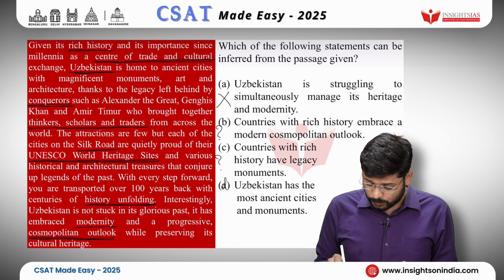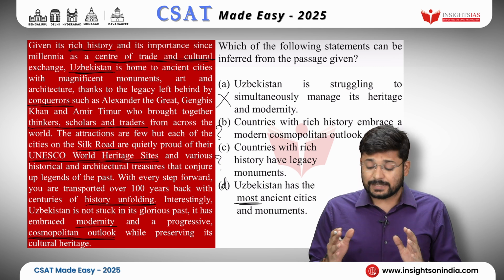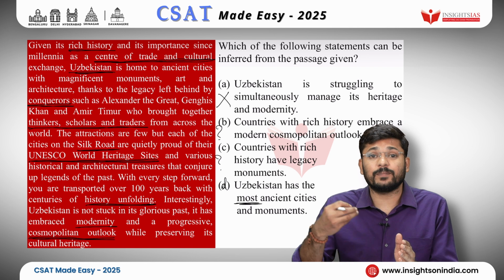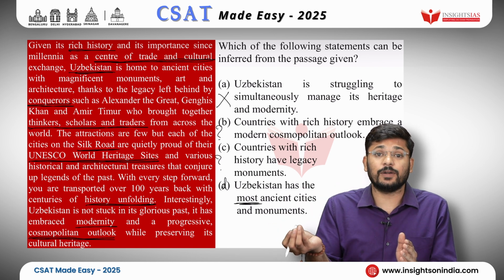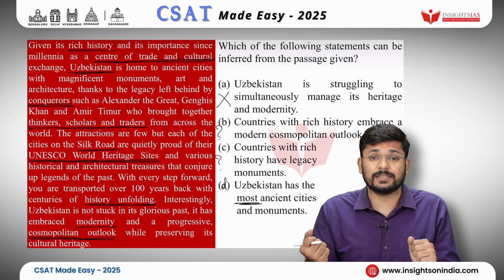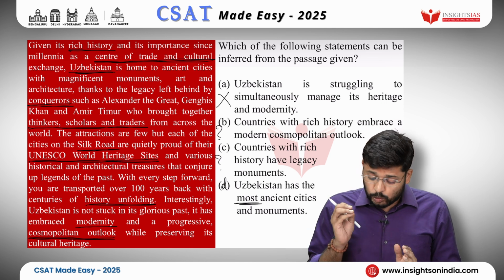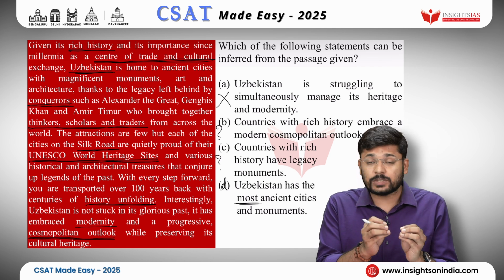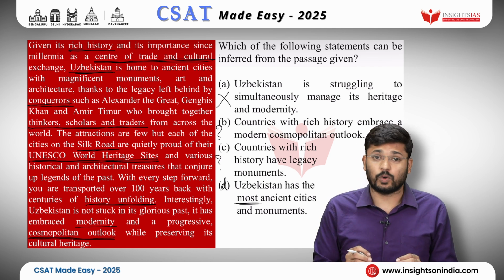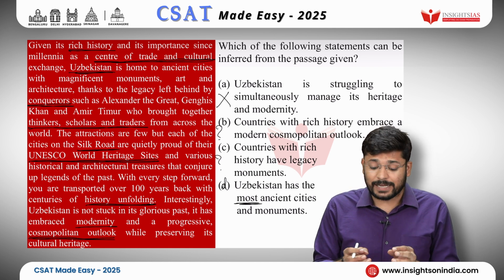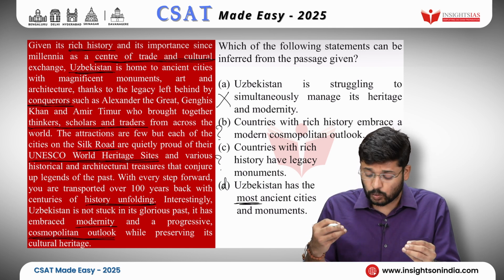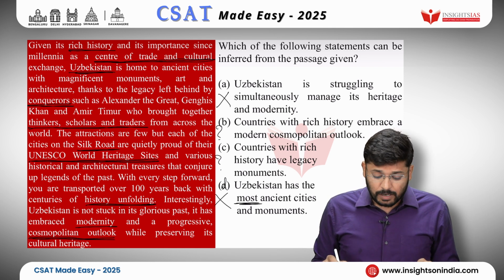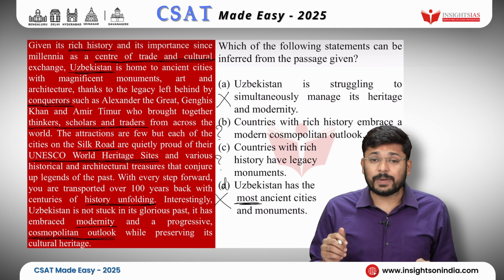But the key term in option D is most. It says that Uzbekistan has the most ancient cities and monuments. It would imply that the rest of the countries cannot match Uzbekistan. But there is no indication about that. Uzbekistan has ancient cities and monuments, yes, but the most ancient cities and most ancient monuments, no. It would be an extreme case, and there is no impression to arrive at this conclusion from the passage. So we will reject option D as well. Now we are left with option B and option C.